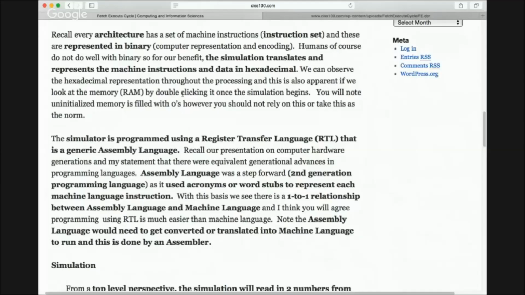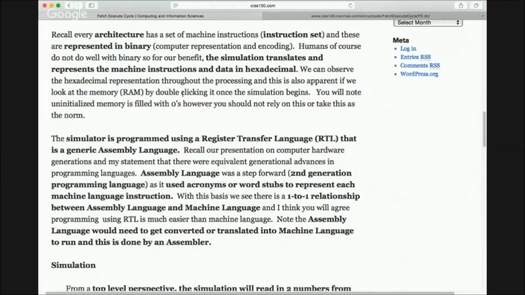Now once I wrote a program in assembly language, I would have to convert it, or assemble it, into machine language. So there'd be a specific assembler, which is a program, which would essentially translate my assembly language instructions into machine language instructions.